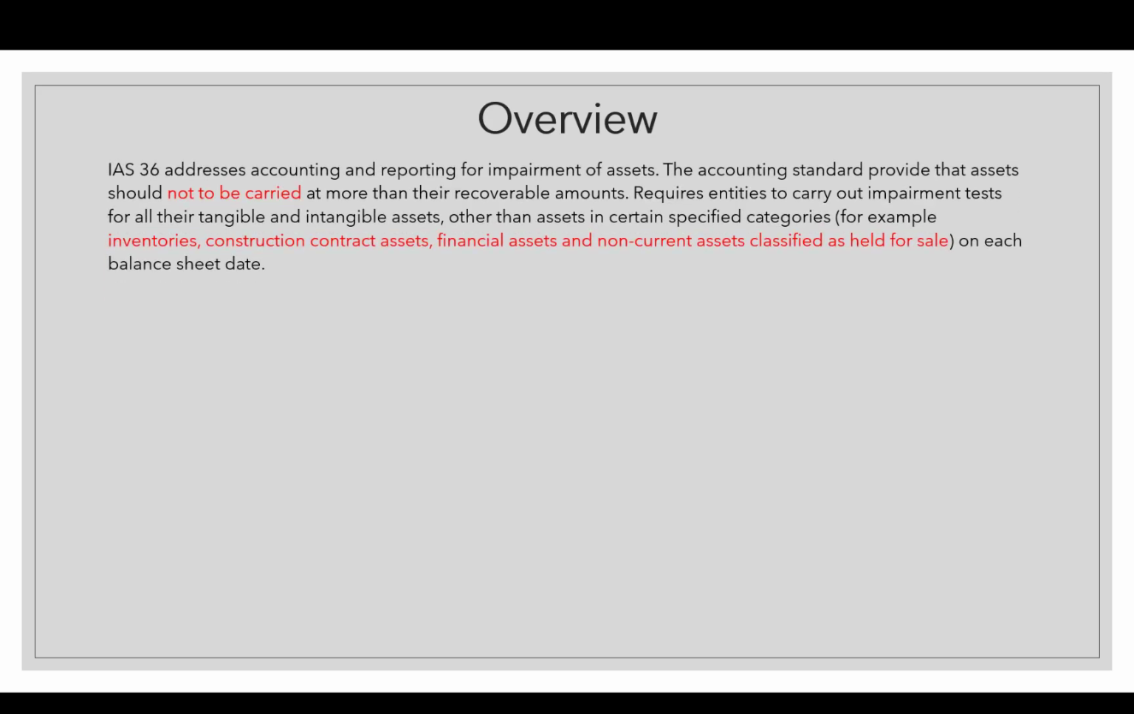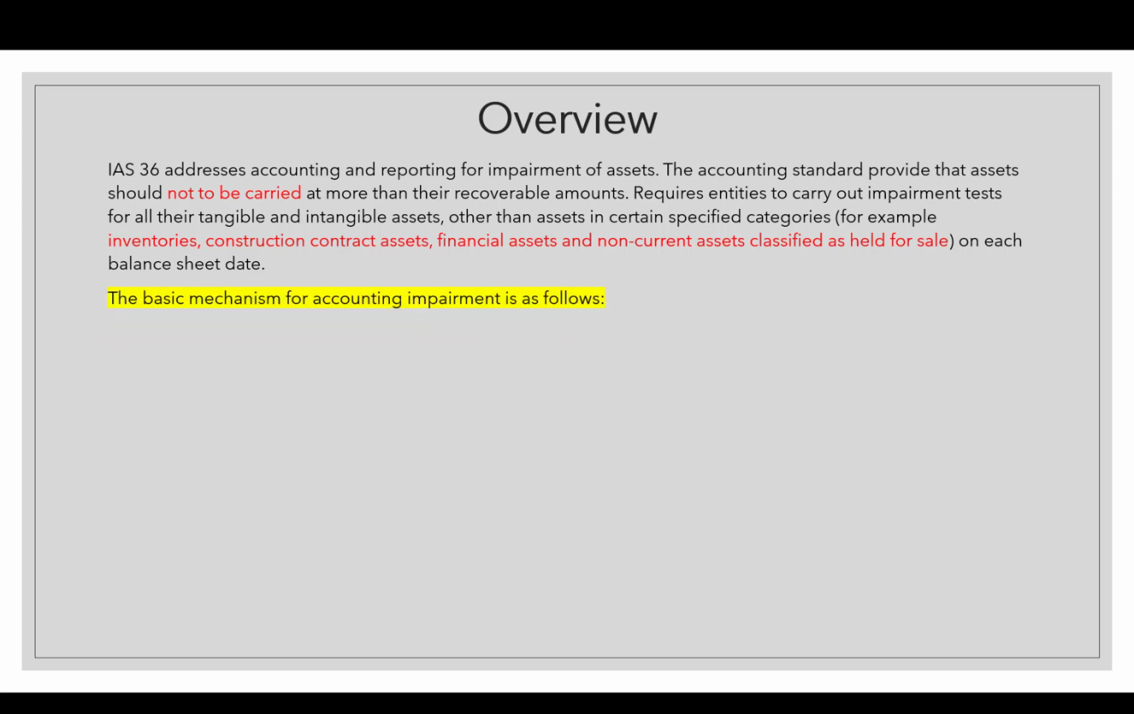Let's start with an overview of the impairment process. IAS, the international accounting standard, addresses accounting and reporting of impairment of assets. The accounting standard provides that assets should not be carried at more than their recoverable amounts. It requires entities to carry out impairment tests for all their tangible and intangible assets other than assets in certain specified categories, for example, inventories, construction contract assets, financial assets, and non-current assets classified as held for sale.